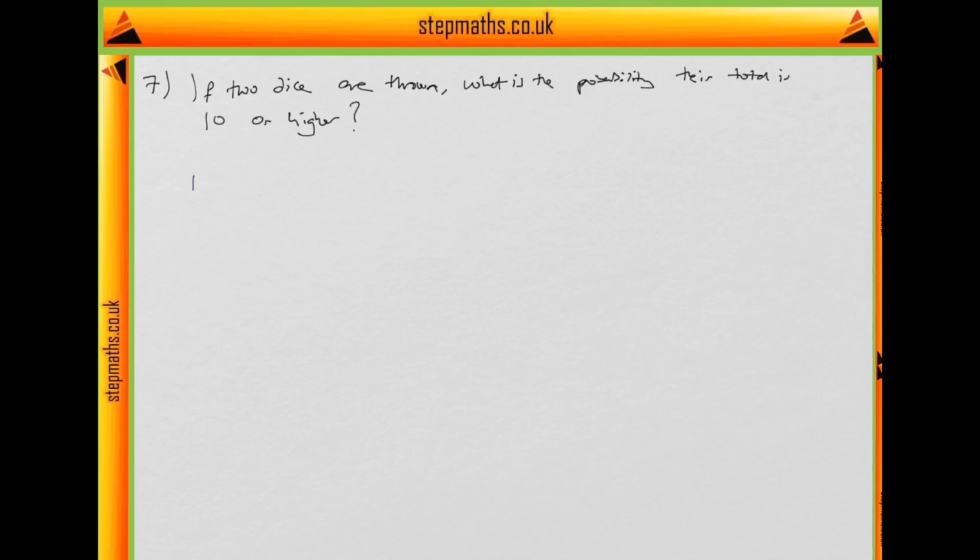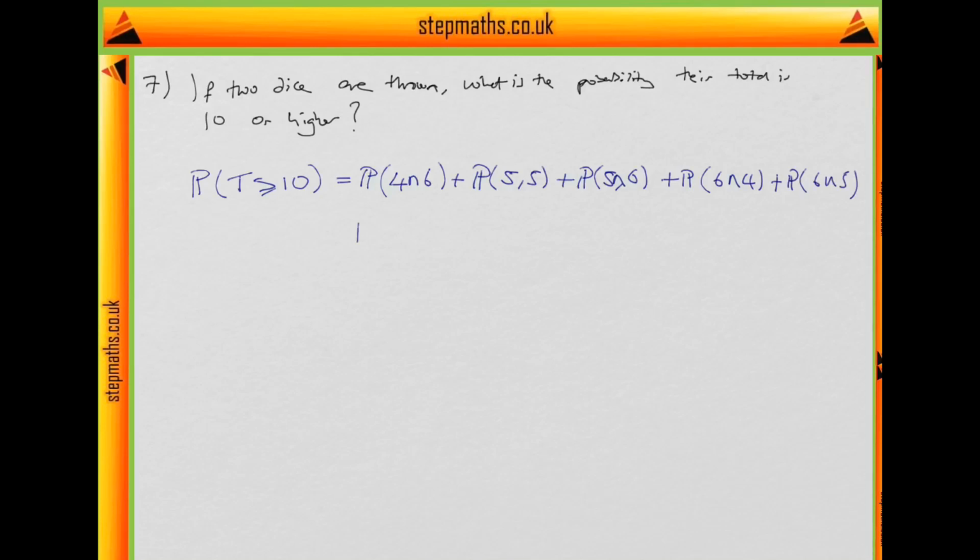So what can we have? We've got the probability that our total score is greater than or equal to 10. Well, what are our combinations? We can have 10 from a 4 and a 6, or from a 5 and a 5, or from a 5 and a 6, or the other way around, a 6 and a 4, or a 6 and a 5, or a 6 and a 6. Well, what's the probability of any of these events happening? Because they're all equally likely.